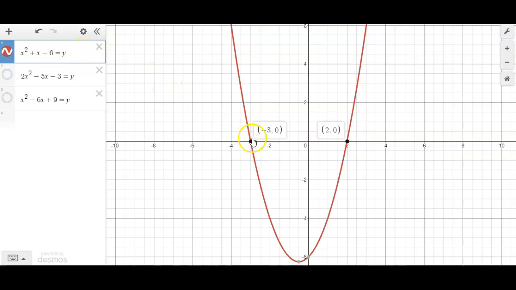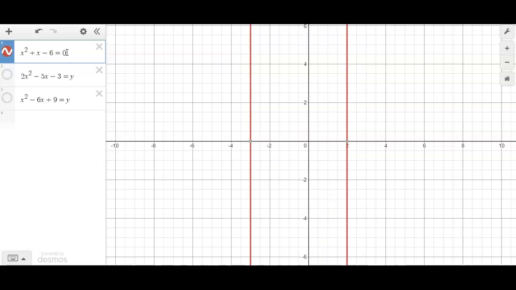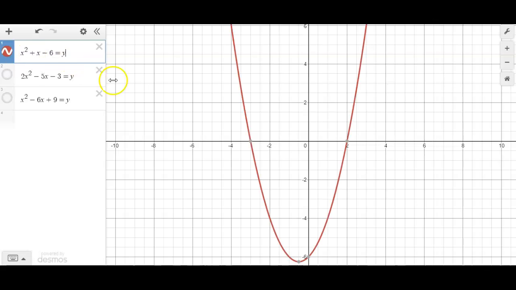Just keep in mind these two values, negative 3 and 2. If you take your graph and make it equal 0, you might think you've done something wrong here. But it's still giving you those answers. It's just giving you two straight lines at an x value of negative 3 and at an x value of 2. That's where you cross the x-axis. So if you type in 0 and you don't see the quadratic shape, what it's really done is solve it for you. It's found those two values. And if we replace that 0 with a y again, these values still persist.